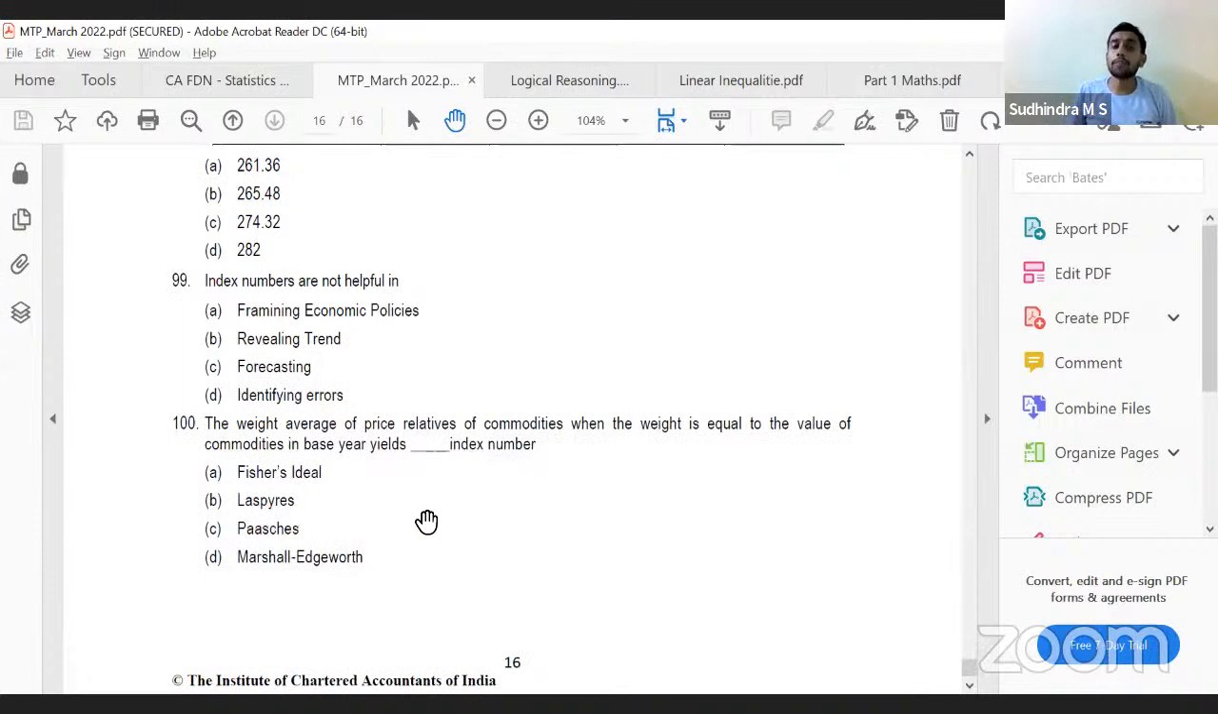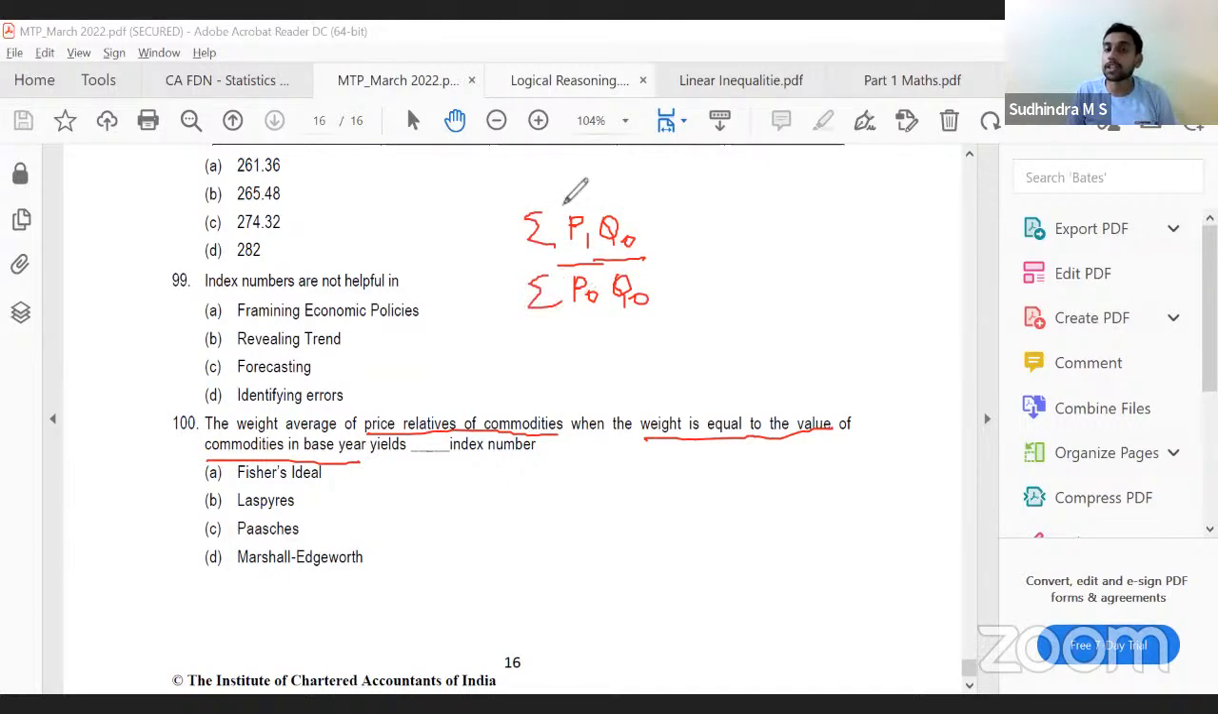Weighted average of price relatives of commodities when the weight is equal to the value of commodities in the base year yields which index number? Laspeyres. So what are they saying? Price relative of the commodity. Price relative is P1 by P0. Weight is equal to value of commodity in the base year, which is P0Q0. So summation P1Q0 by summation P0Q0 is Laspeyres' index. So Laspeyres' index is the correct answer.